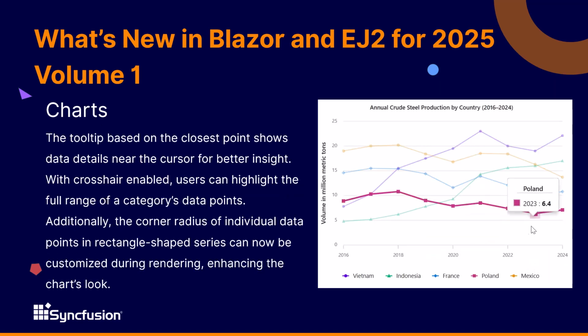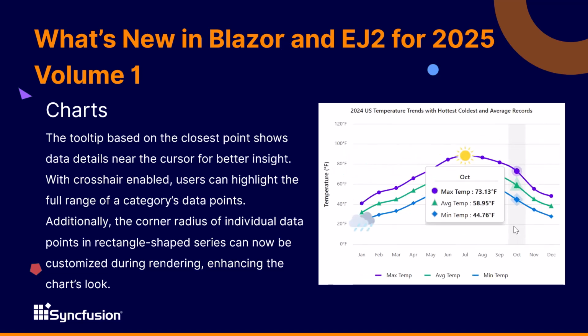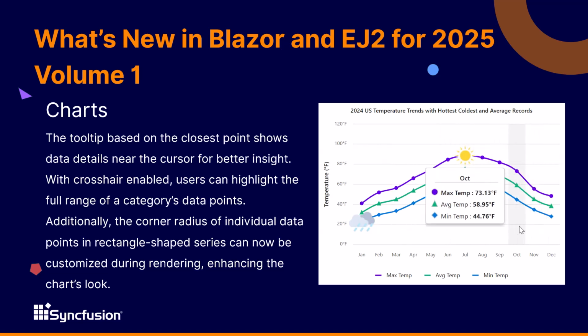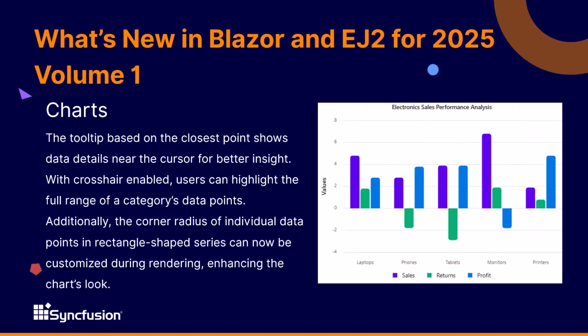Finally comes the chart enhancements. Tooltip based on closest point feature allows users to display a tooltip that provides information about the data point closest to the cursor. When the crosshair is displayed, users can highlight the entire range of the corresponding category data points for better visibility. Users can now customize the corner radius of individual data points in a rectangle-shaped series using an event trigger when rendering the points, which improves the chart's appearance.